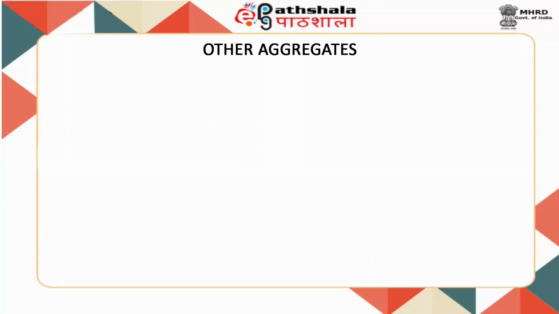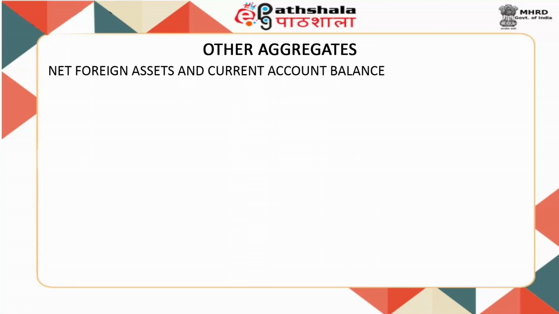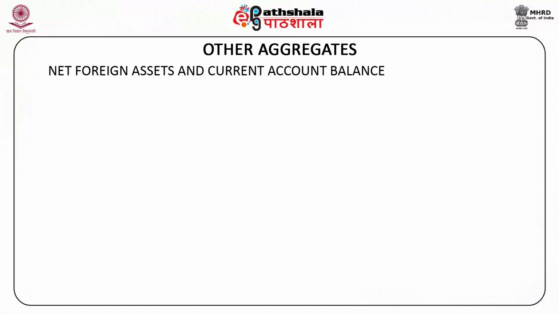The next aggregates we will discuss are the net foreign assets and the current account balance. Net foreign assets, or NFA, is defined as the value of assets held by a country abroad minus the value of domestic assets held by the foreigners. The current account balance is equal to the change in net foreign assets.